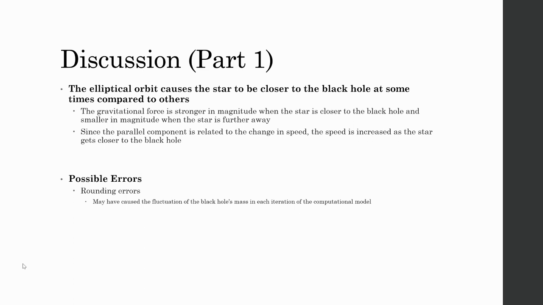Since the parallel component is related to the change in speed, the speed is greater when the star is closer to the black hole. Possible errors in this part of the lab would be rounding errors, which would have affected our calculations for the mass of the black hole.